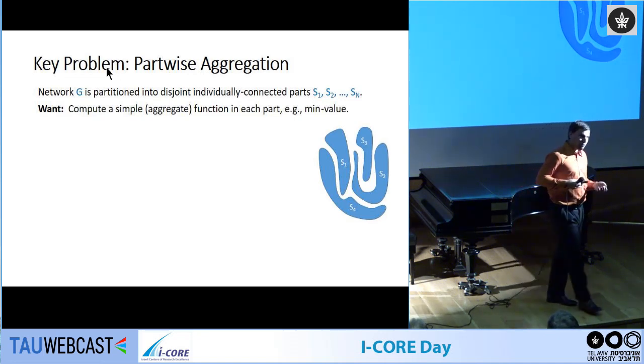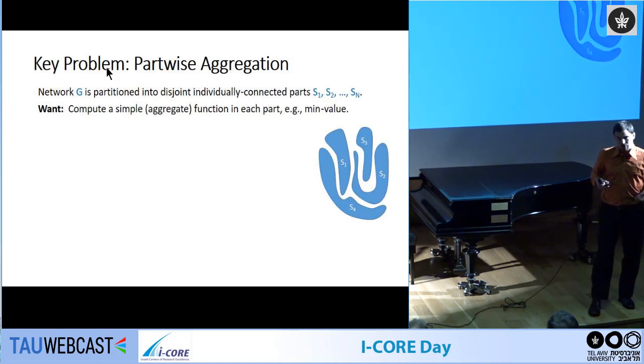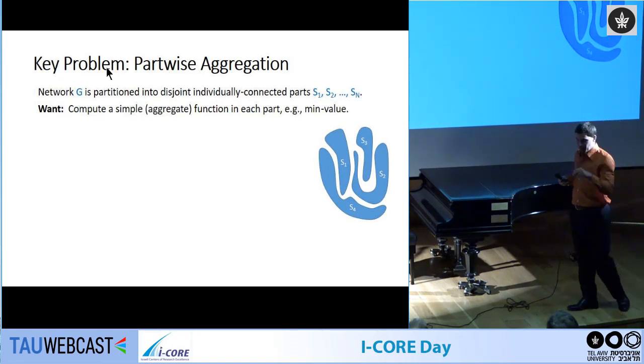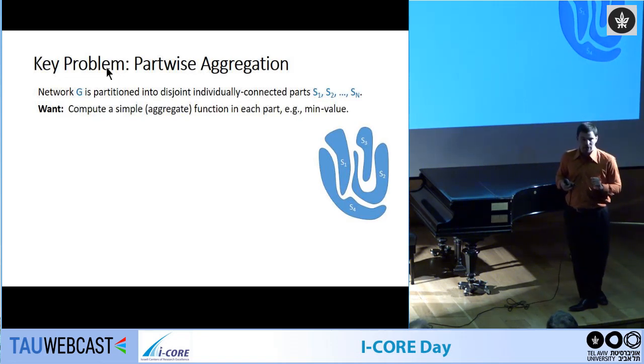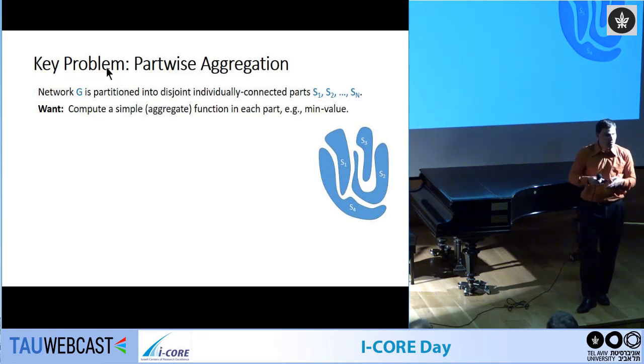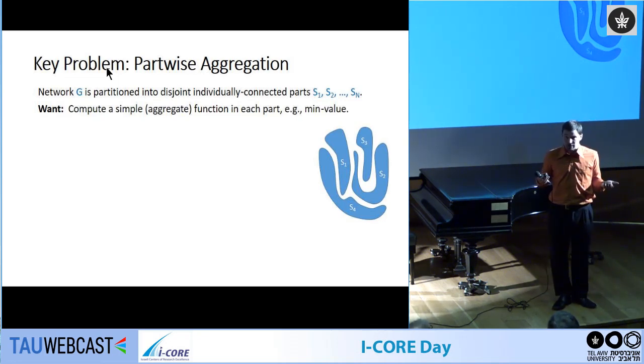And I want to solve some very simple aggregation problem. Every node has some value, and I want to compute a very simple aggregate function on the values for each of these connected subsets. So this is exactly the problem that we had for MSTs. There we had connected components, they're connected. Every node knows the value of its outgoing edge, and we just want to compute the minimum. So it's exactly this problem.